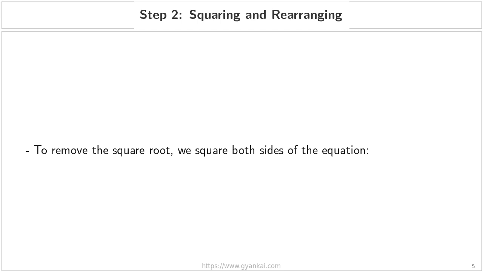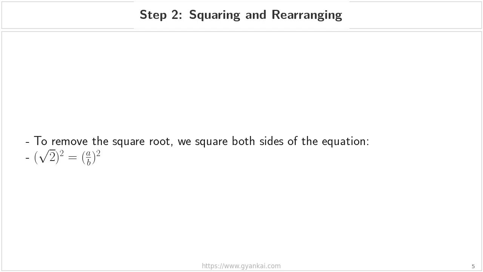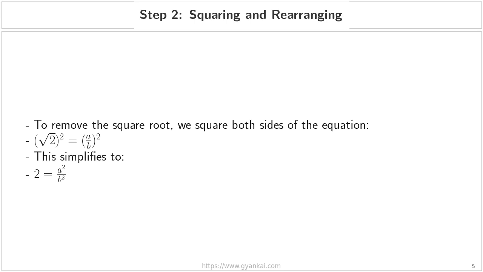To get rid of that square root on the left side, we are going to square both sides of the equation. This gives us the square root of 2 squared equals the fraction a over b all squared. When we perform this operation, the square and the square root cancel each other out, which simplifies the left side to just the number 2. On the right side, we are left with a squared over b squared.